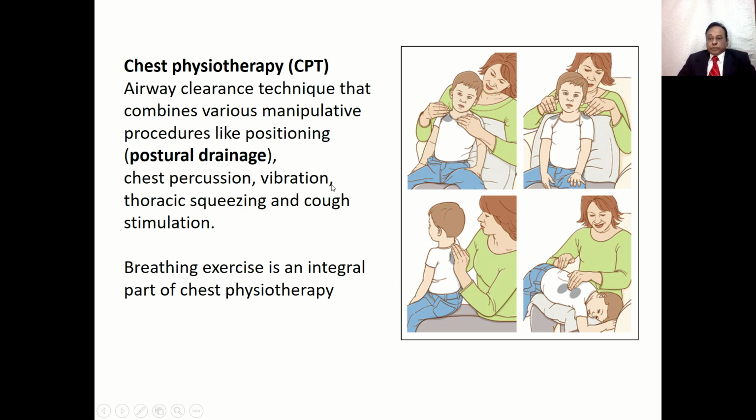What is chest physiotherapy? Chest physiotherapy is nothing but an airway clearance technique that combines various manipulative procedures, including positioning, which we sometimes call postural drainage, and along with that, chest percussion, vibration, thoracic squeezing and cough stimulation. I think these are all typically done by the physiotherapist, and the positioning that we do is very, very important. Physiotherapists will also teach them breathing exercises. In that way, it helps a lot.